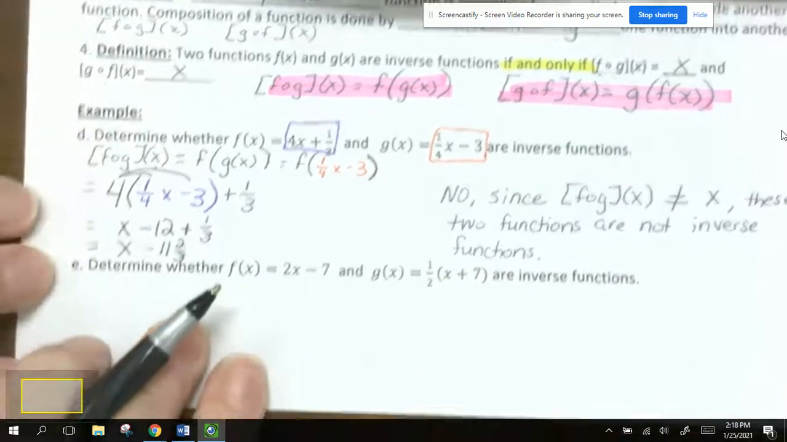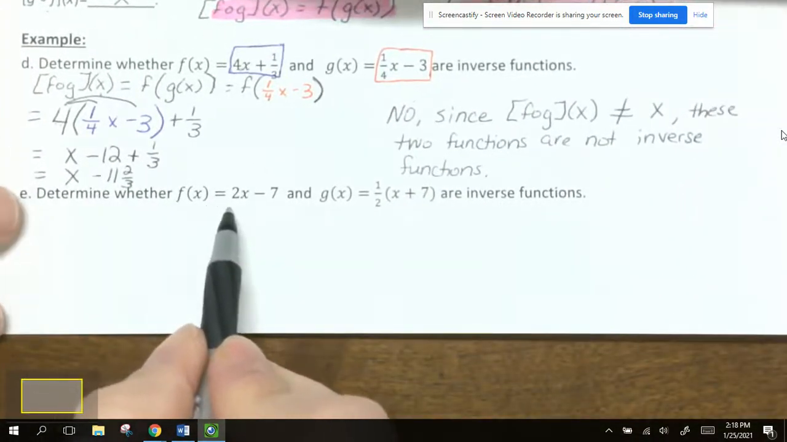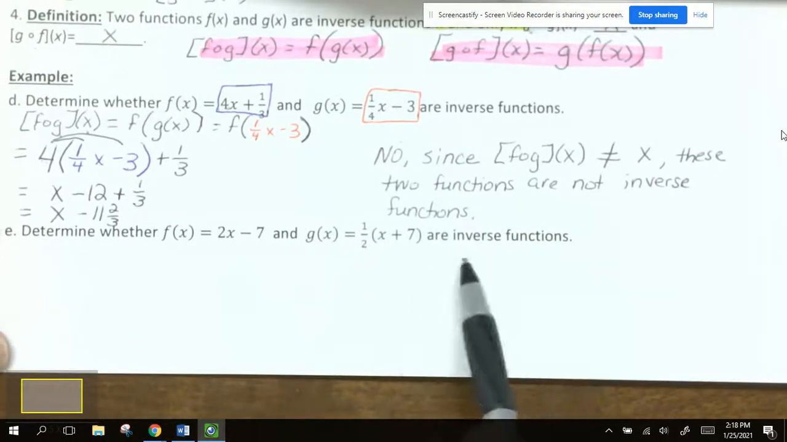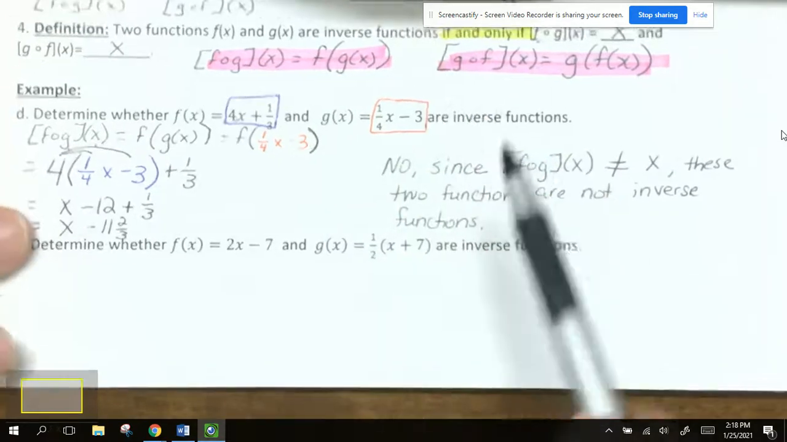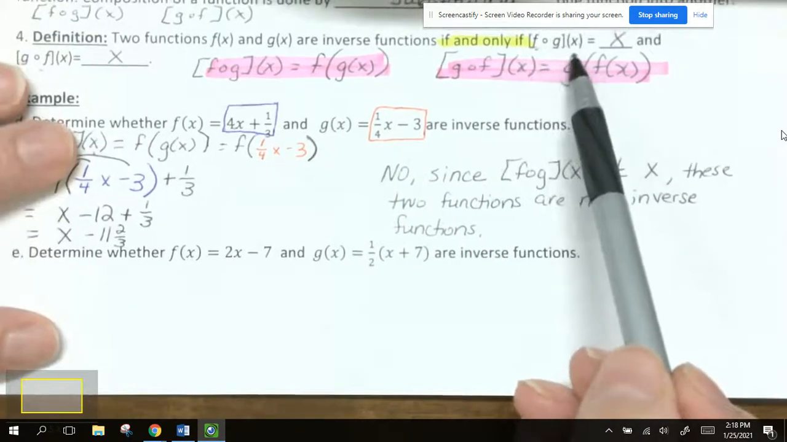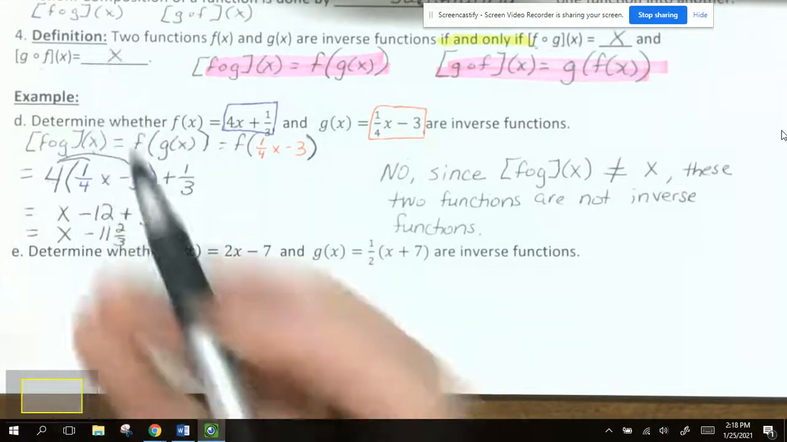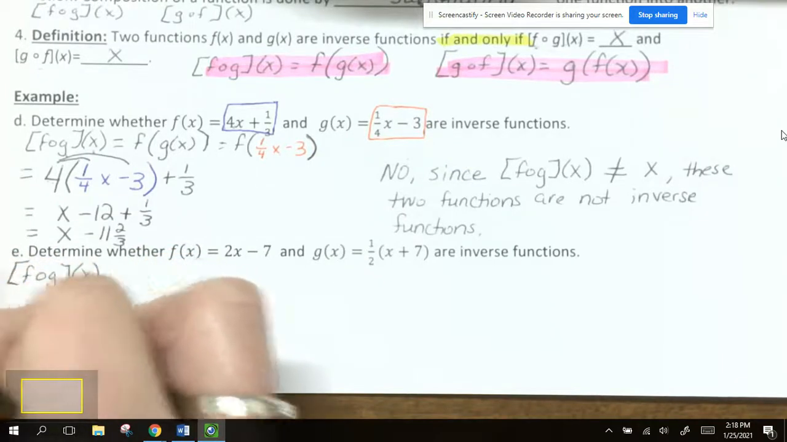Okay, let me do another example for you. Determine whether f(x) = 2x - 7 and g(x) = 1/2 x + 7 are inverse functions. So remember, if they are, f(g(x)) has to equal x and g(f(x)) has to equal x.